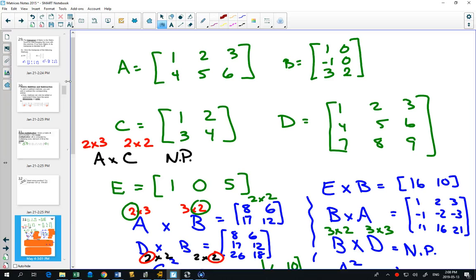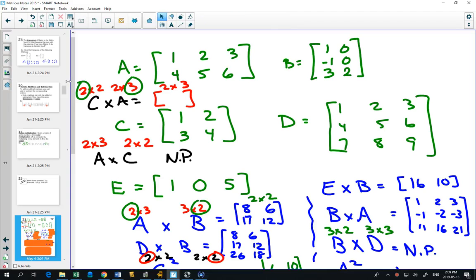C times A. So if we try that one, C times A, okay, C is a 2 by 2, and A is a 2 by 3. And this one you said works, and so the answer is a 2 by 3. Using our outside numbers strategy that Eric came up with, that seems to work every single time. But we haven't figured out when it works and when it doesn't.